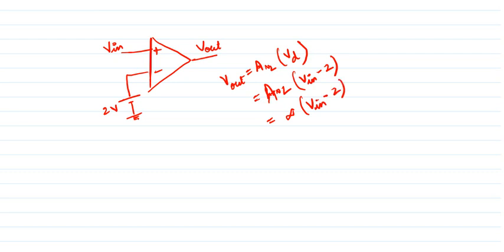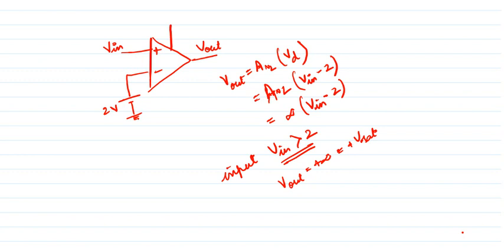Now with the input V in greater than 2, this is positive. So the output is plus infinite, that I can say plus V saturation. Let me say the power supply I am giving is plus 10 volt and minus 10 volt. This is the power supply, right? So the output will be plus 10 volt.